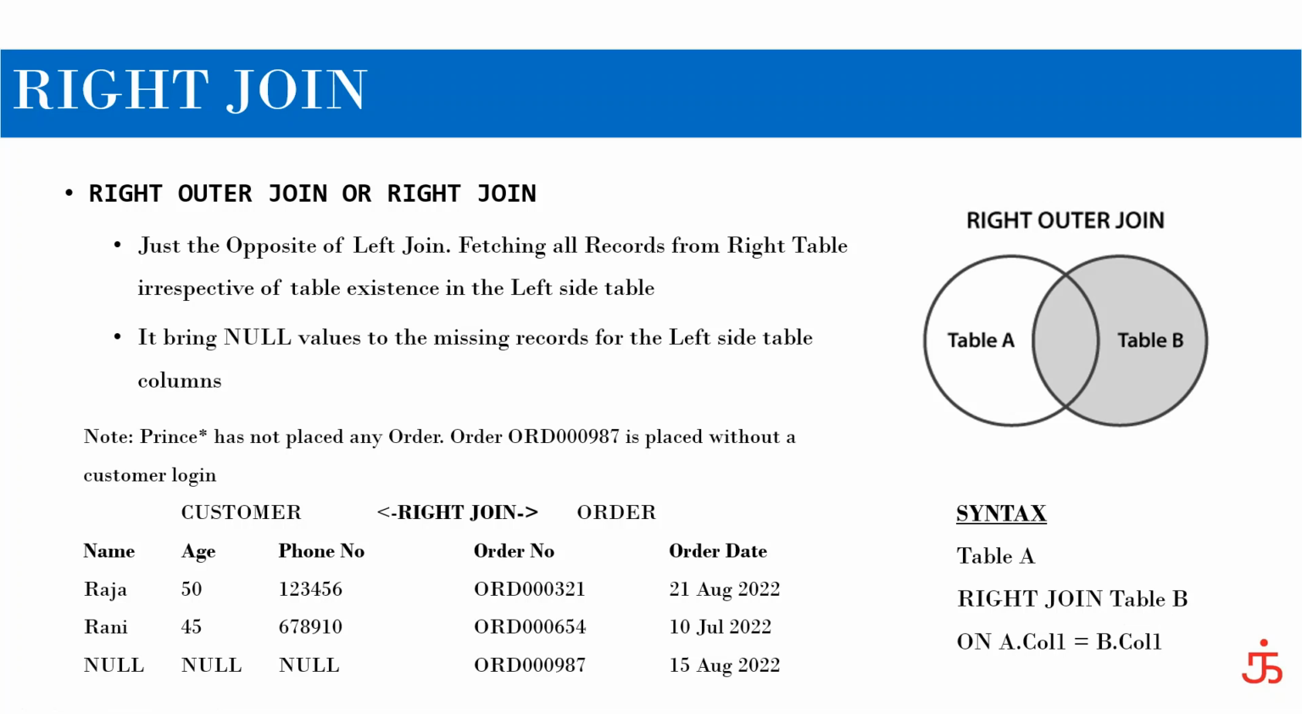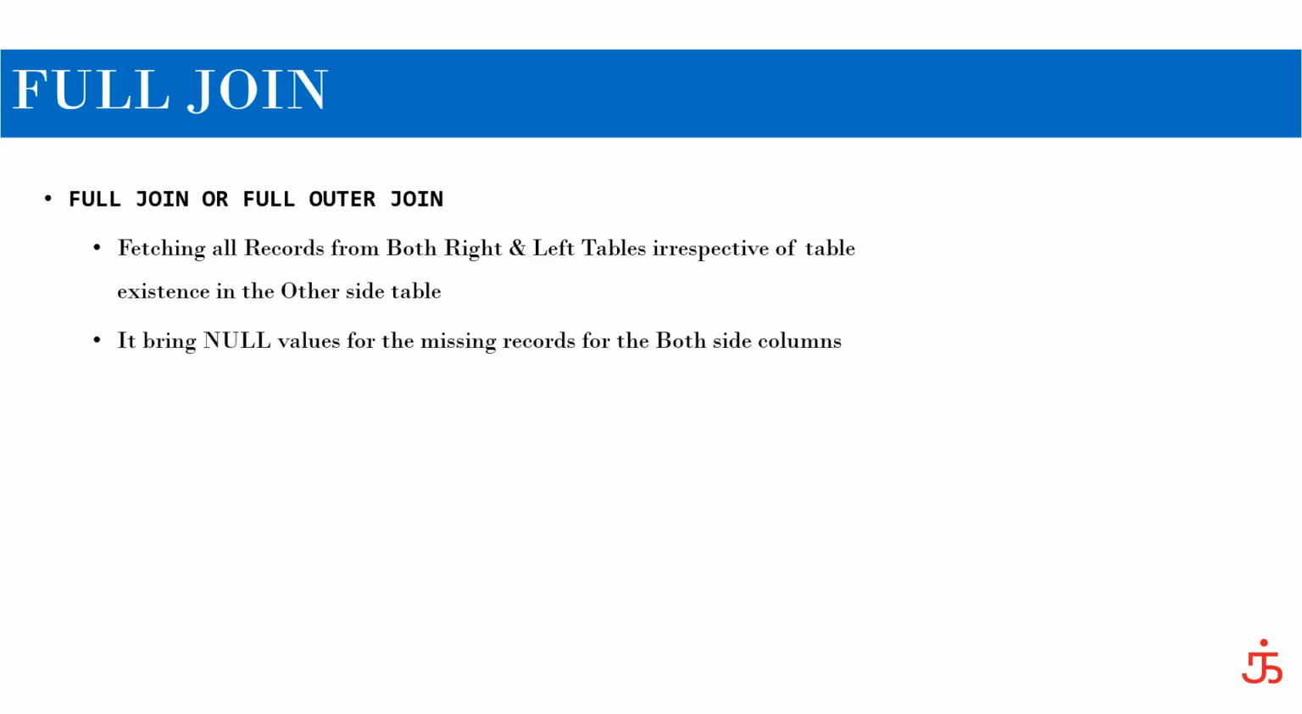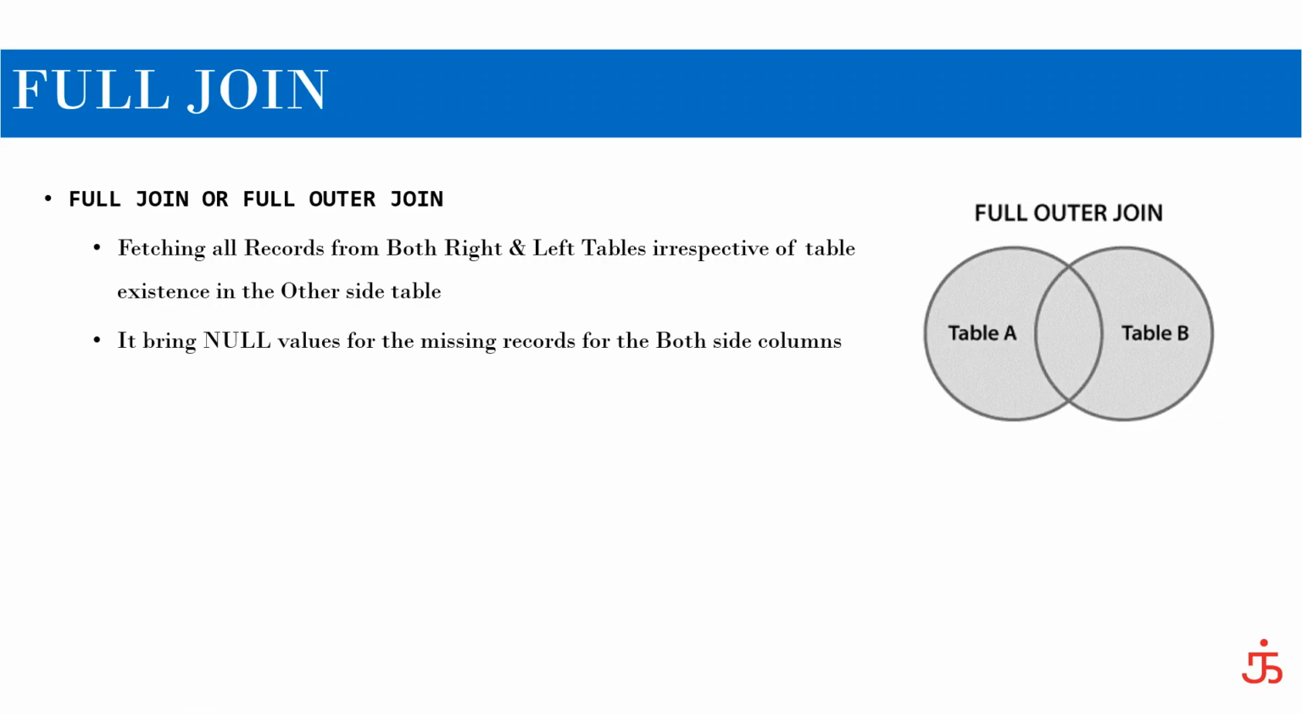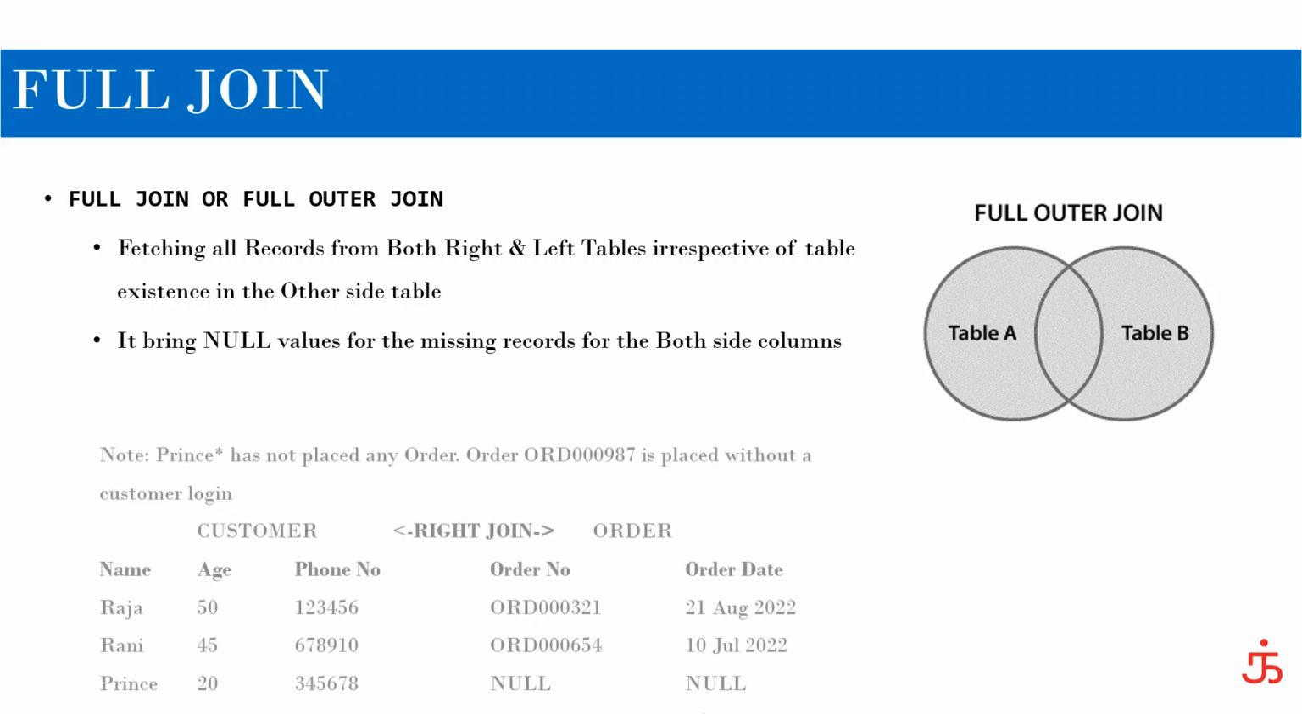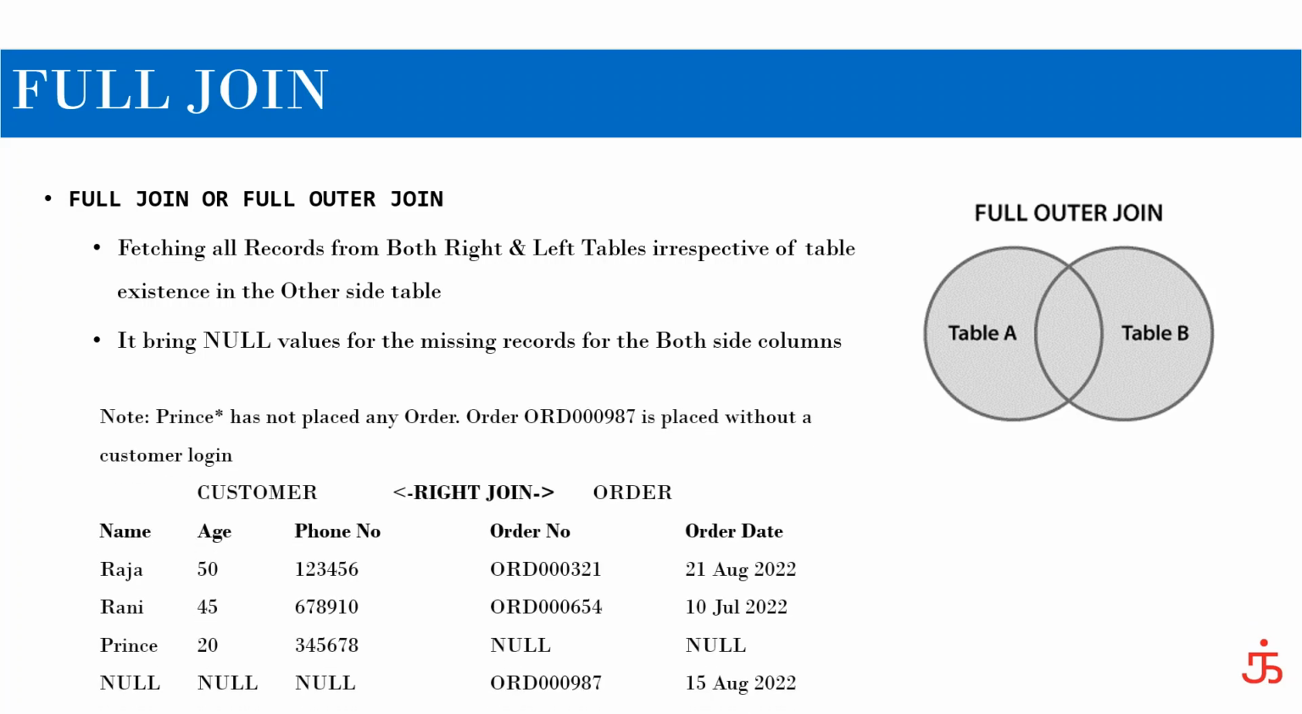Since it's the same syntax, I'm just moving on to the next join. The next join is a full join. Full join will get all the results. We will fetch the records from both sides of the table, and it will bring the matching records from the other side, and it will show null values for the missing records on both sides of the table.